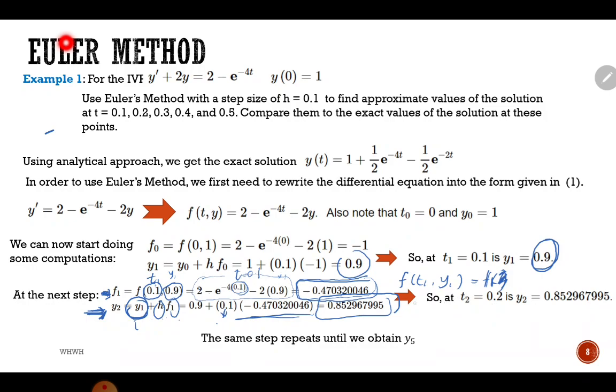0.8529679995. So maknanya yang ni in conclusion T 0.2, Y2 kita, Y2 ni adalah Y at 0.2. You jangan confuse dengan 2 kat bawah ni. Ni adalah number of step je, seconds calculations. Okay, Y at 0.2, Y at T equals to 0.2 adalah 0.8529679995. Saya nak sebut pun panjang ni. Okay, hope you are clear. So far kita dah ada value at T equals to 0.1 and T equals to 0.2.